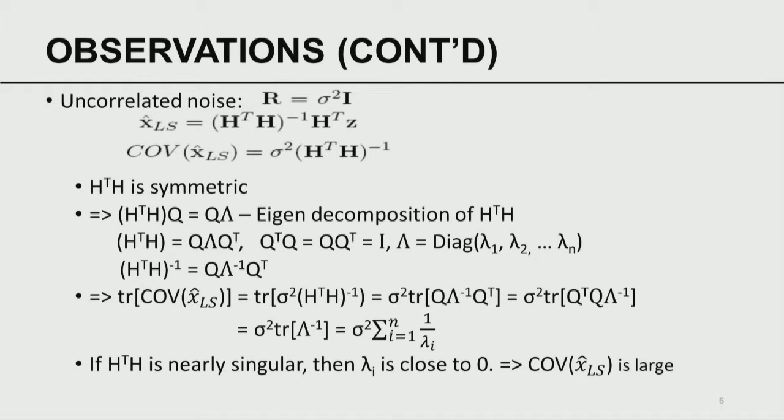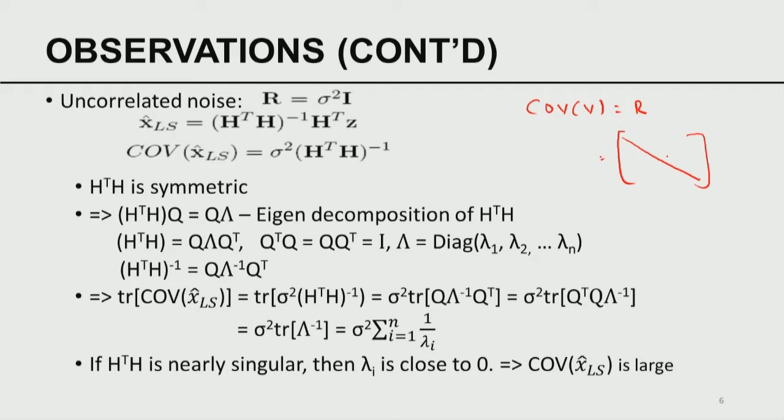Now I am going to make some further simplification. Until now we assumed the covariance of V is equal to R. In general, R is SPD, a symmetric matrix. In general, it can have non-zero off-diagonal elements.